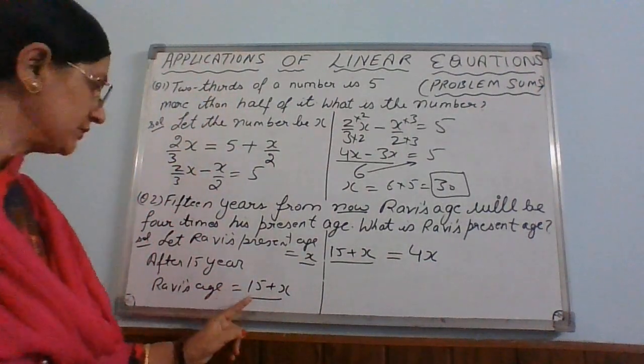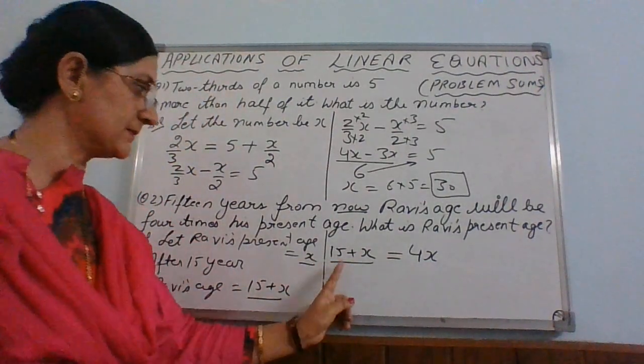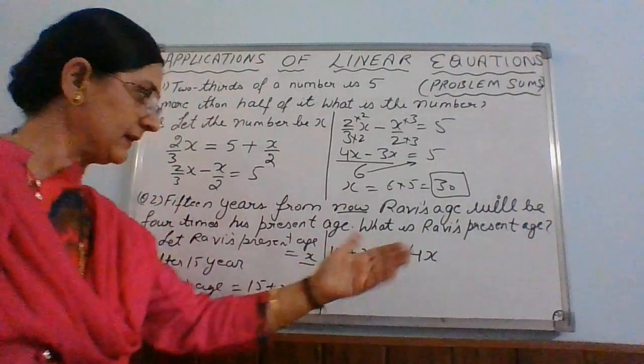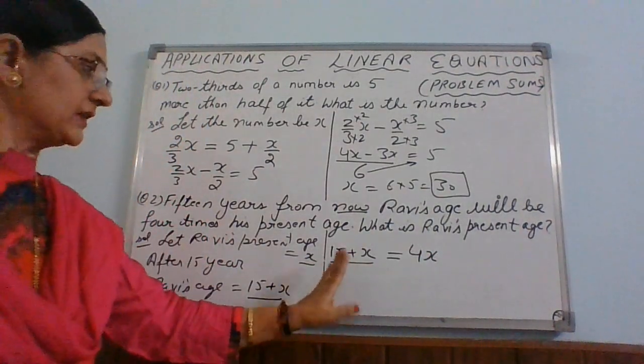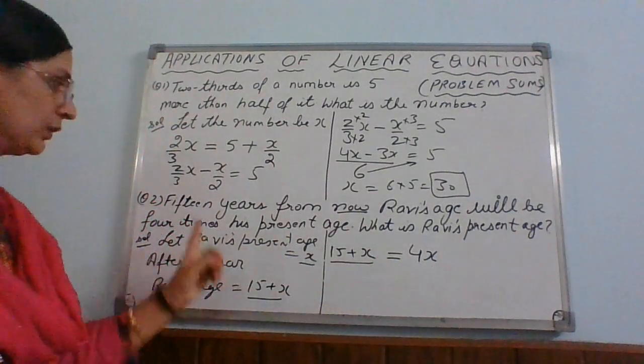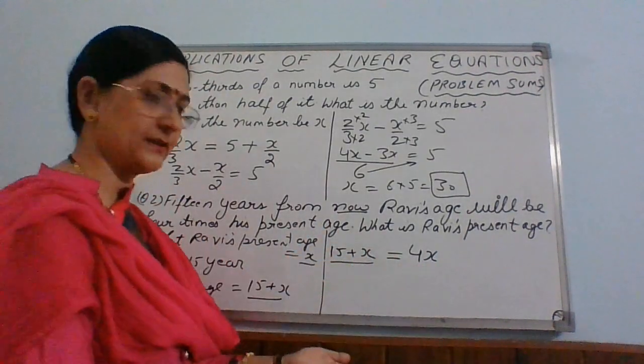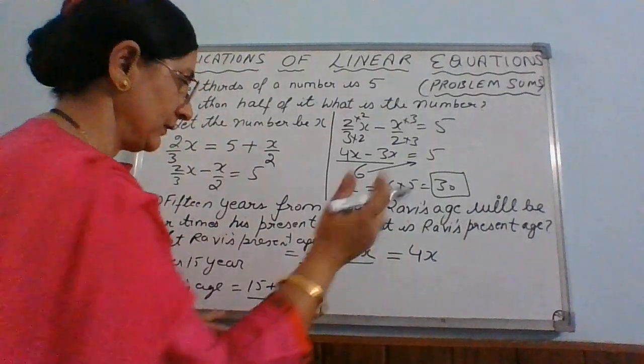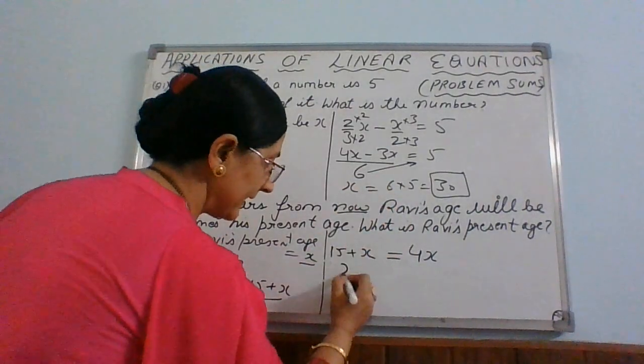So Ravi's age 15 years in the future, right, that is this, and if we compare it with the present age, that is equal to 4 times the present age. 4 times means multiply. So this is the equation. You just have to solve it. Now let us solve. Which are the like terms?